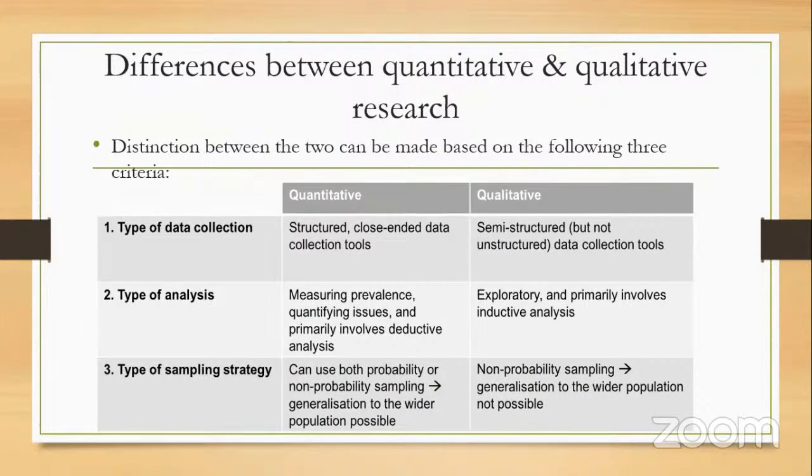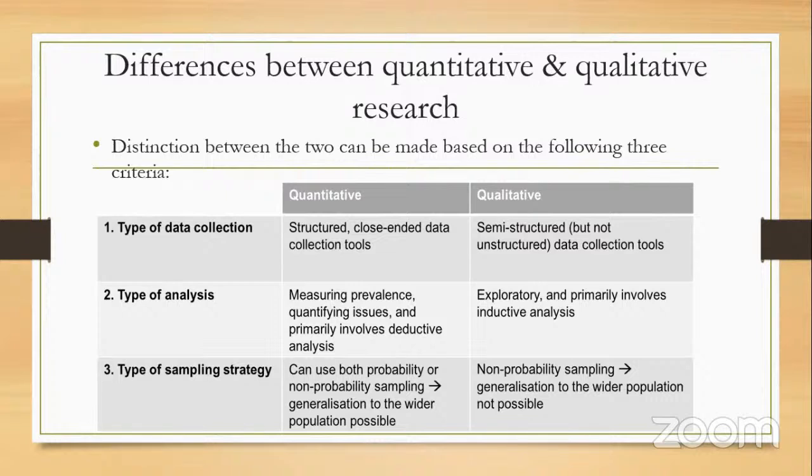And earlier we have discussed, just try to understand, there is a difference between quantitative and qualitative research. We have discussed, and we all know what quantitative and qualitative are. Quantitative is something reflecting numbers, and qualitative is something reflecting characteristics. And we should understand the basic difference. The type of data collection in quantitative is structured and close-ended data collection tools, and in qualitative it is semi-structured, but we cannot say that it is not structured, right?